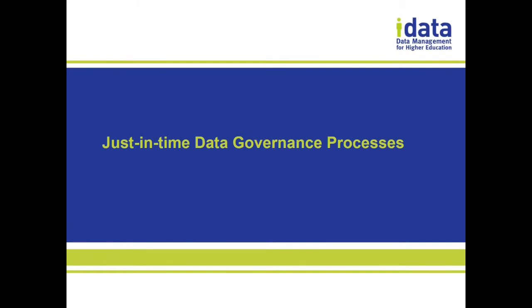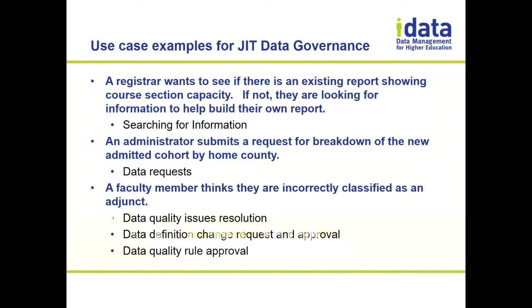Right. So what are some of the processes that we're talking about here? Here's just some use case examples for just-in-time data governance. So one, these are kind of weird examples, but let's say a registrar wants to see if there's an existing report showing course section capacity, right? If so, they're going to search the catalog, and you have access to be able to do that search.